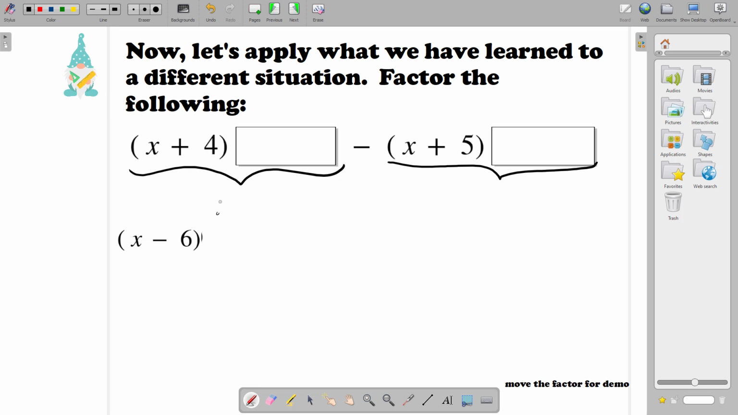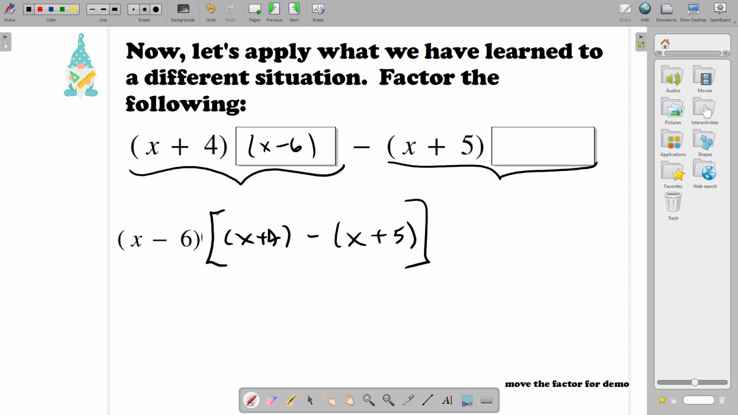And when I do this, what's left is the x plus 4 term minus this x plus 5 term. If I were to distribute this again, I'd have x minus 6 times x plus 4, which was what was up here, and x minus 6 times negative x plus 5 is minus x plus 5 times x minus 6. We just factored that out, and this is what's left. But in here, we can do some simplifying.